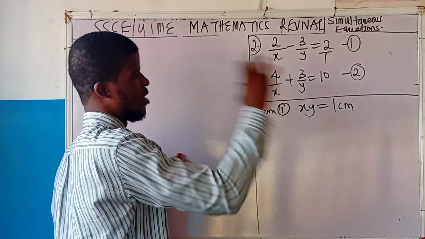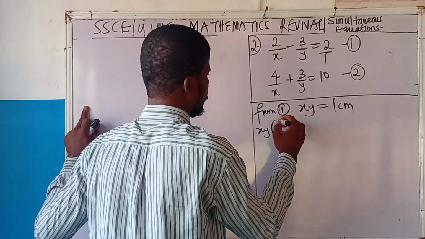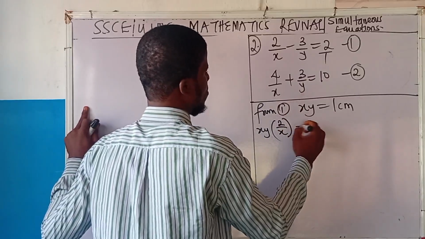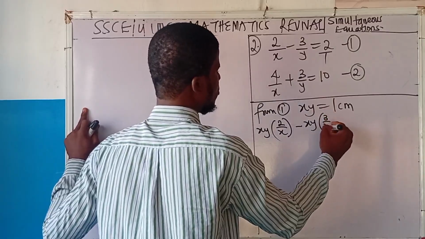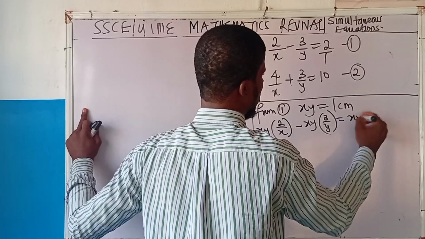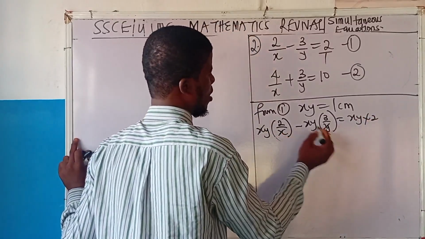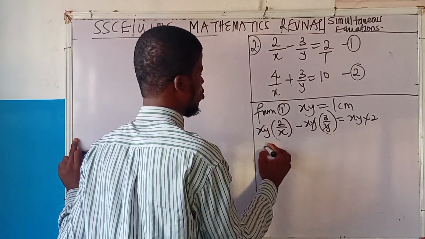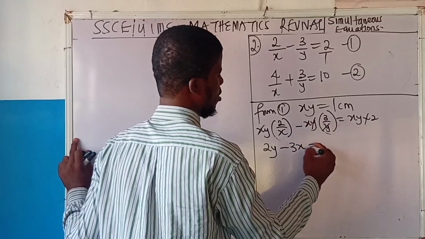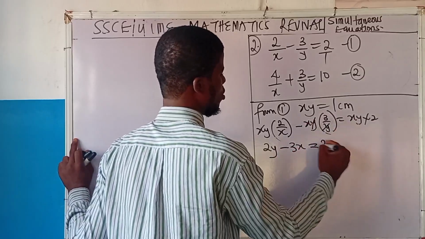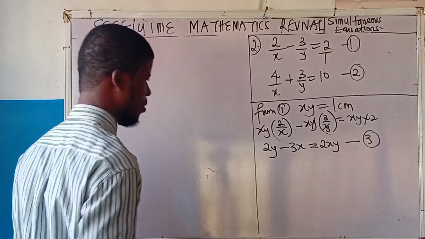Each of those terms. So this is xy times 2 over x, minus xy times 3 over y, equals xy times 2. x cancels x, y cancels y. y times 2, 2y. x times 3, 3x equals xy times 2, 2xy. Let's call this equation 3. Are you there?